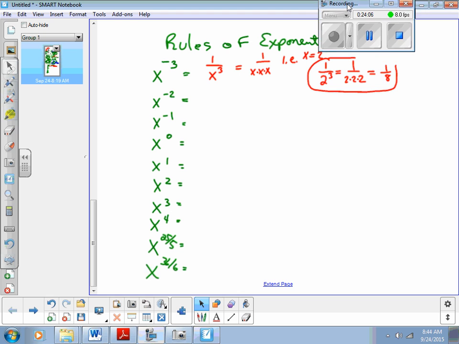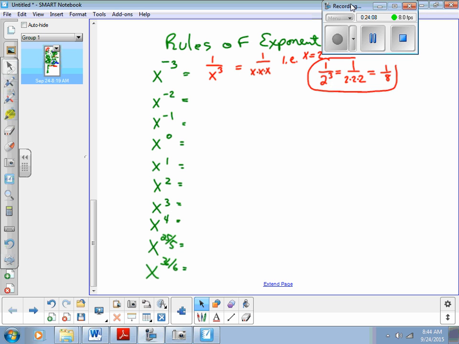So I used an example right now, and I said, well, what if x is 2? If x is 2 in this example, that would be 1 over 2 to the third, which is 1 over those multiplications of 2. So do you understand where that 8's coming from? Yeah? All right, so the next one is x to the minus 2, which is 1 over x to the positive 2, which is 1 over x times x.